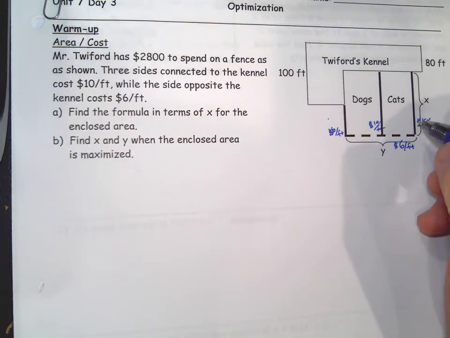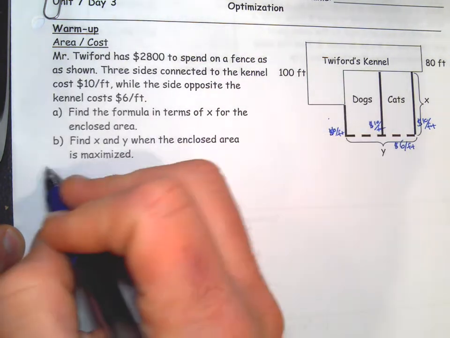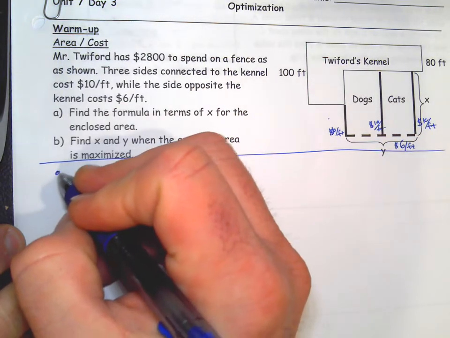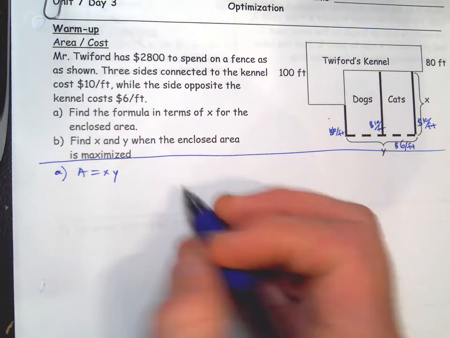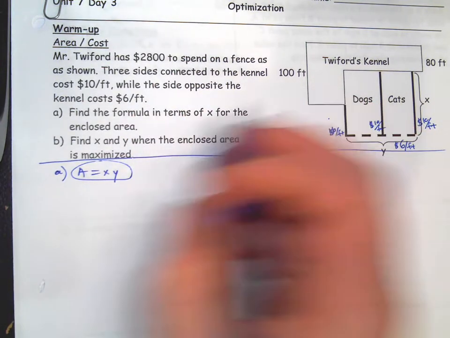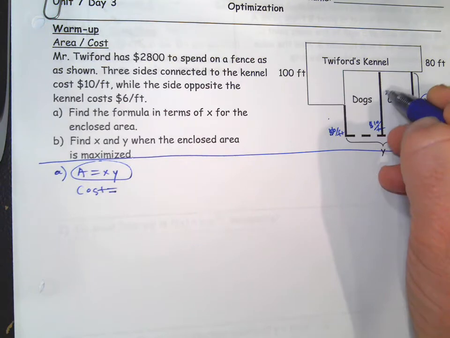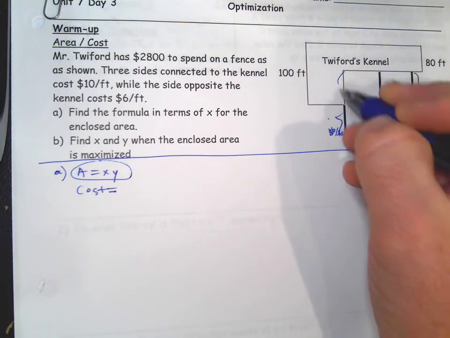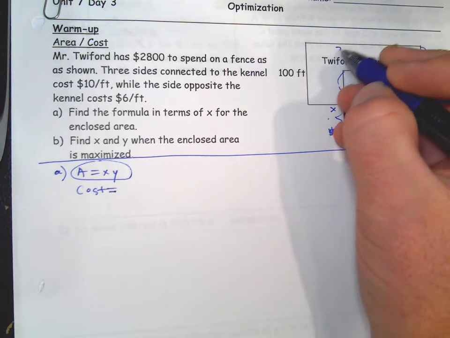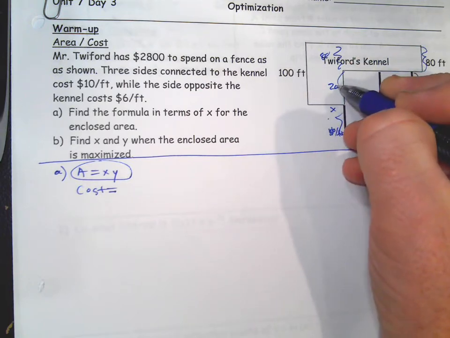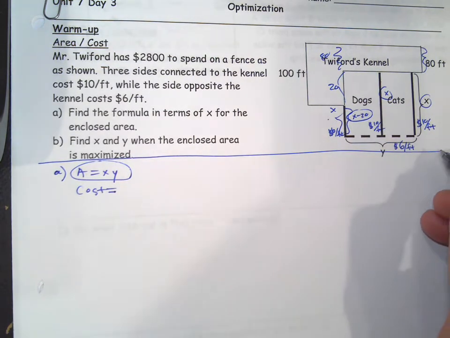Find the formula in terms of x for the enclosed area. Well, it says in terms of x, so I guess that'd be only x. The area is x times y, but we want it in just x. So there should be another consideration. There's the cost, and the cost equals, now we got to, if this is x, then this is x, and this whole thing is x, but then what's this? Well, what's this right here? If this is 80, then this is 80, and if this is 100, then this is 20, and this right here is x minus 20. Okay, that piece of fence is x minus 20.